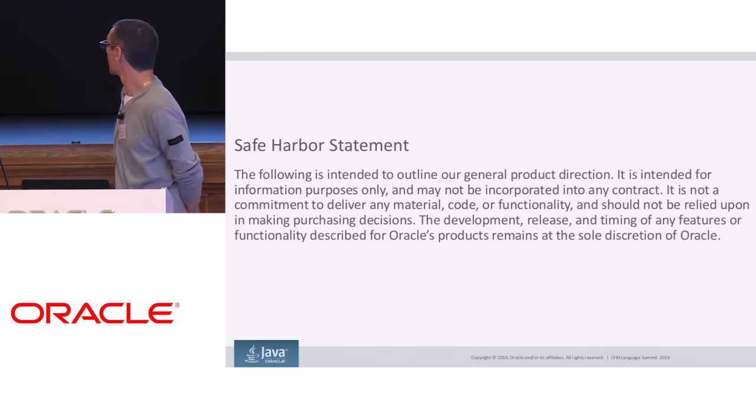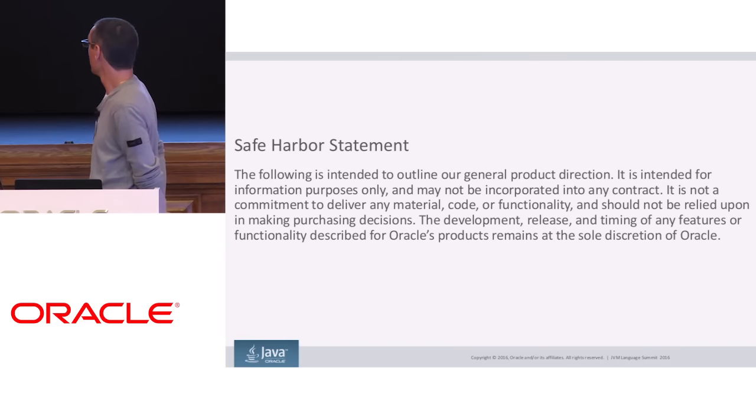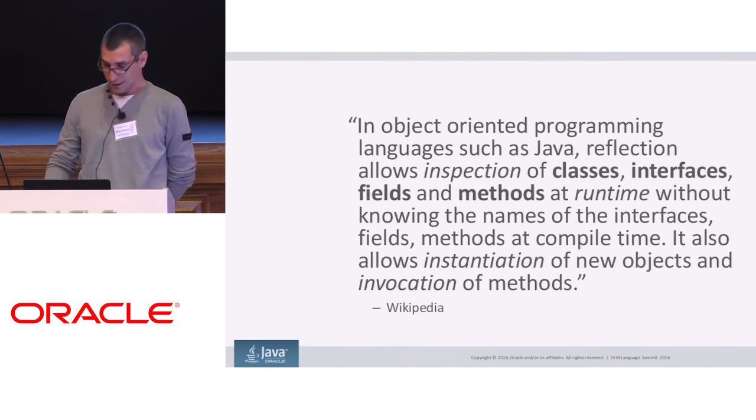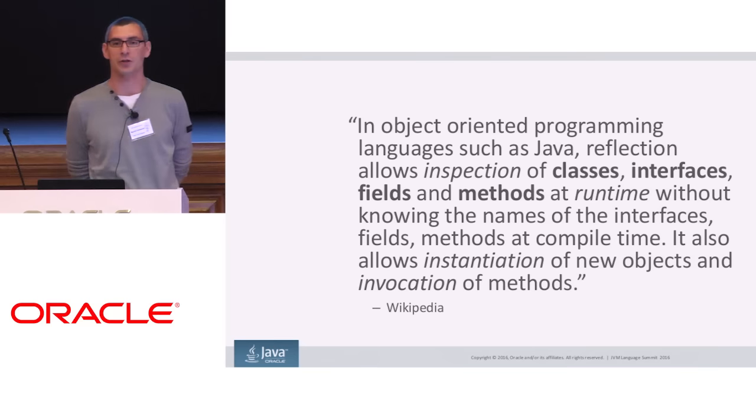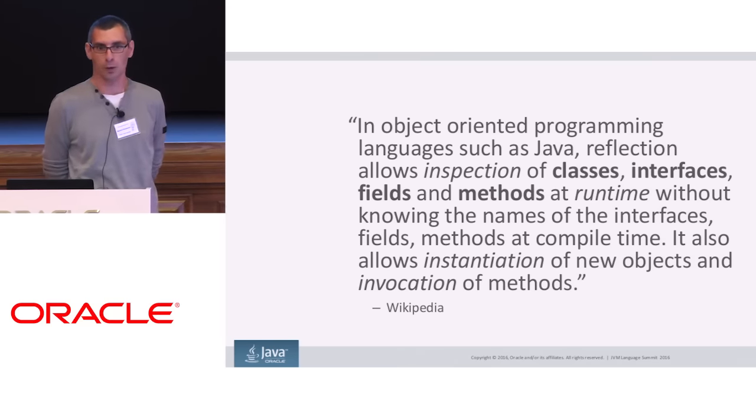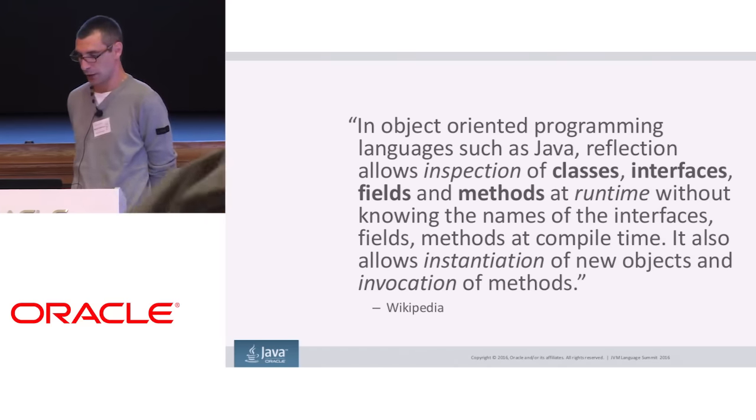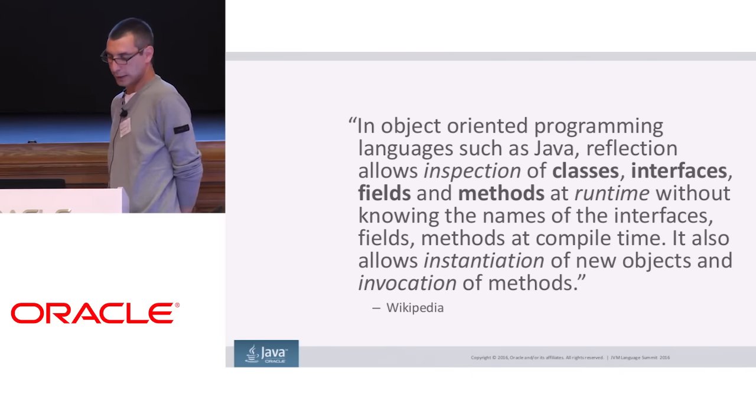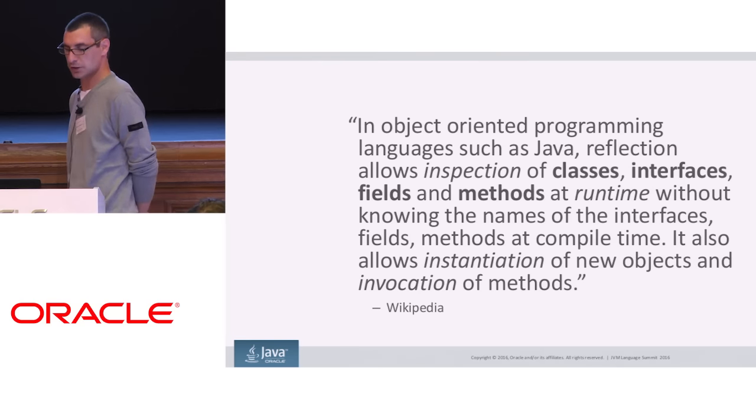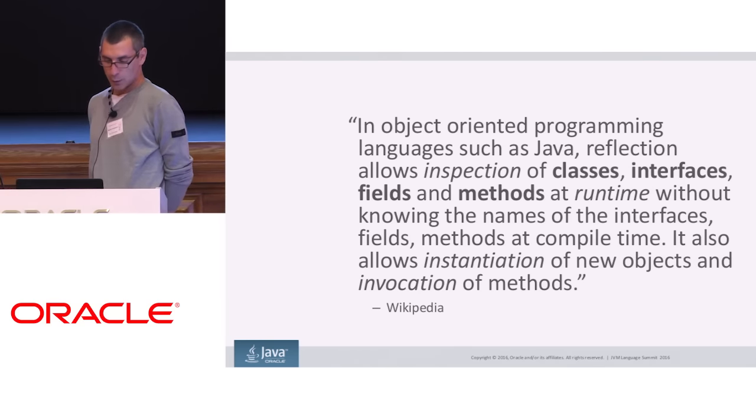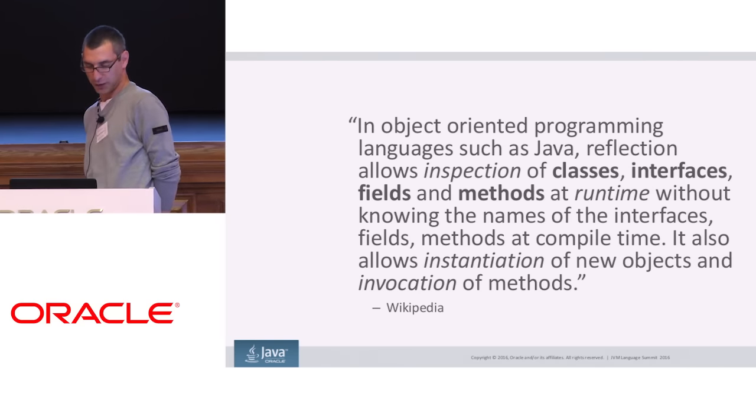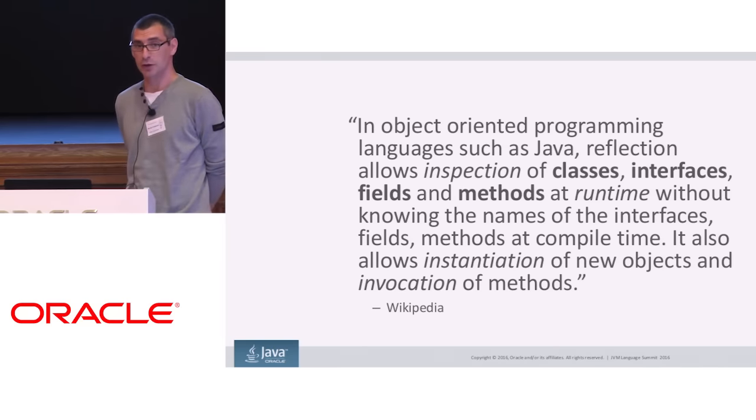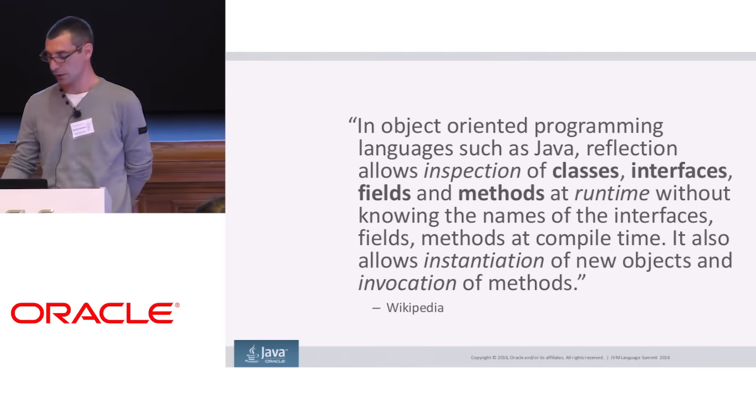As usual, as great as my slides are going to be, please don't make any business decision based on that. And let's start with a basic definition of what reflection is. And as with all definitions, we'll just pull it off Wikipedia. So Wikipedia says that reflection is just a mechanism for inspecting classes, interfaces, fields, methods at runtime without knowing the names of such interfaces, fields, and methods at compile time. Great. It also allows the instantiation of new objects and invocation of methods.